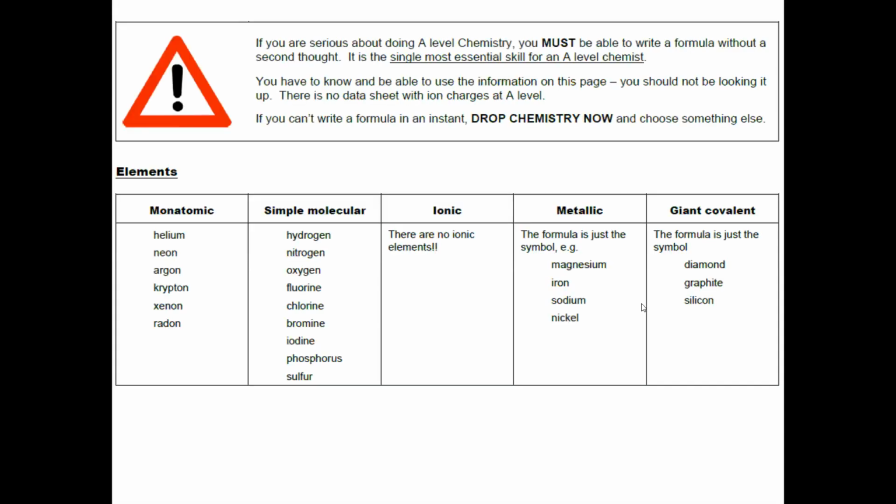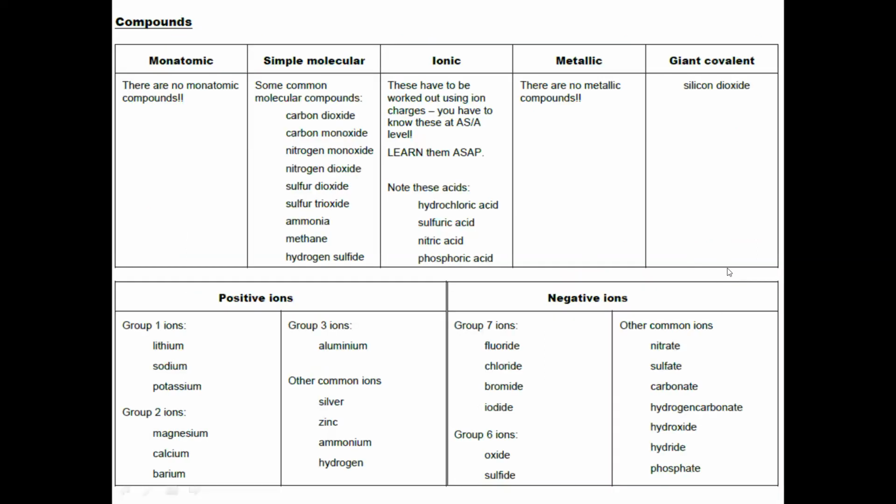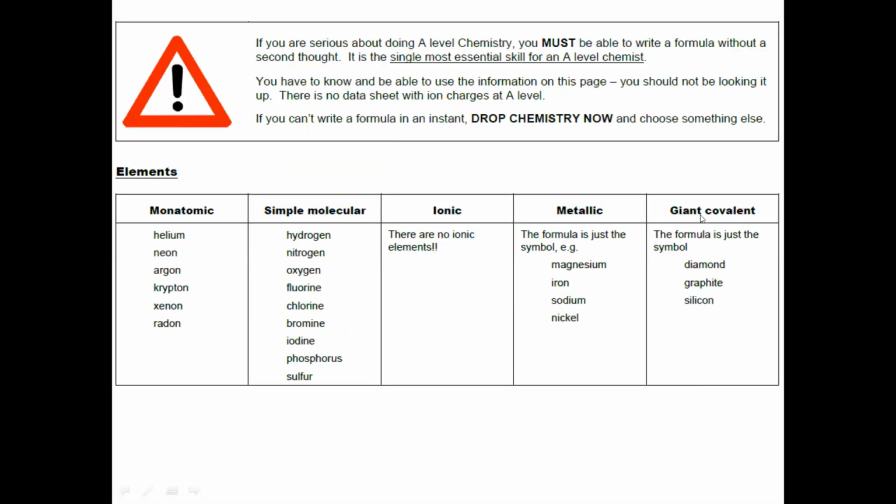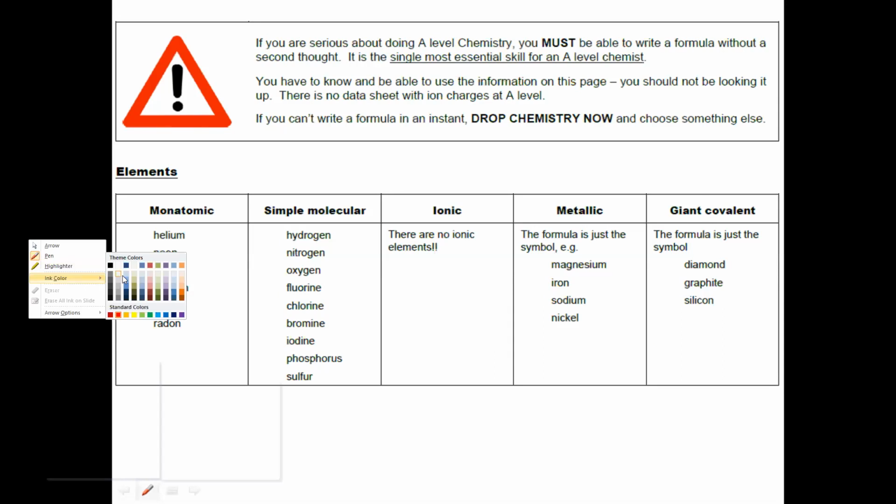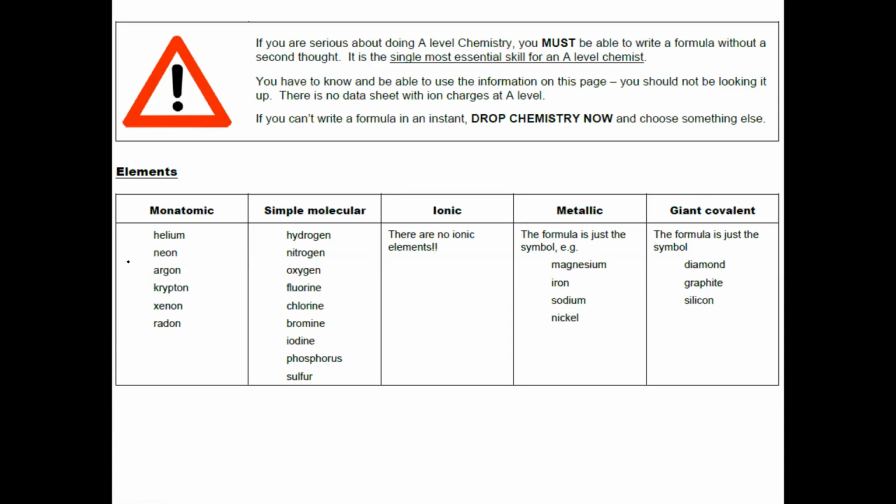So as you can see, it does tell you here, if you're serious about doing A-level chemistry, you must be able to write a formula without a second thought, right? So it's the single most essential skill that you have as a chemist. So you need to spend time on honing that skill and making sure that you can write formulae very quickly. So right, let's go through it. You might need to have a periodic table to go through this one.